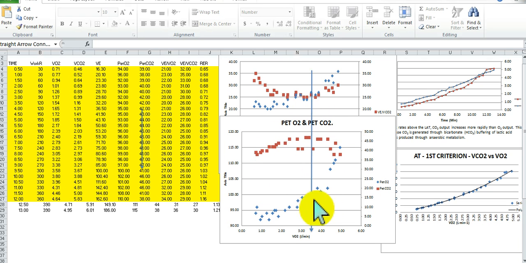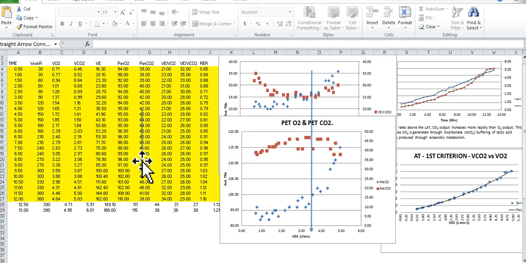Okay, this is part 3 of finding AT using criteria 2, or the second criterion. We just looked at the first part of the second criterion, which was looking at where VeVO2 and PETO2 began to increase. Now there's a second part to this. The second part is where VeVCO2 and PETCO2 remain the same. So when those start to level off is what we're going to look for.